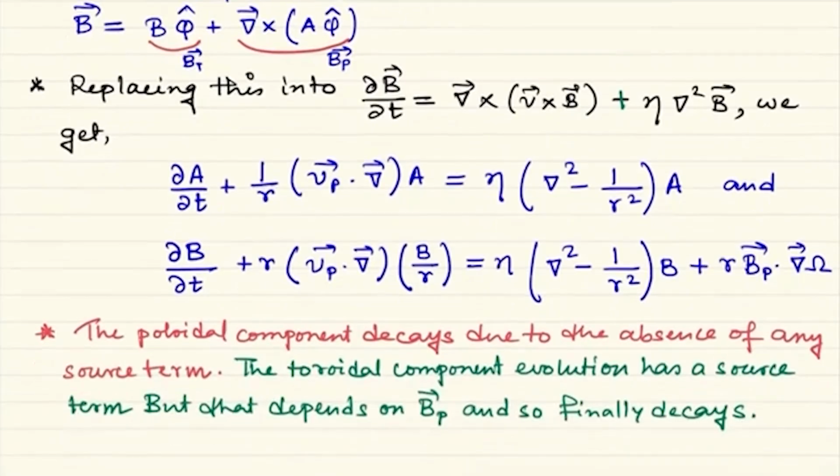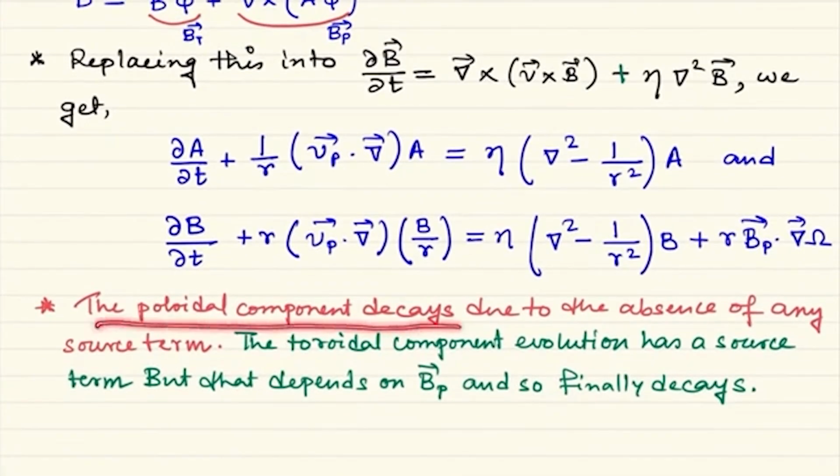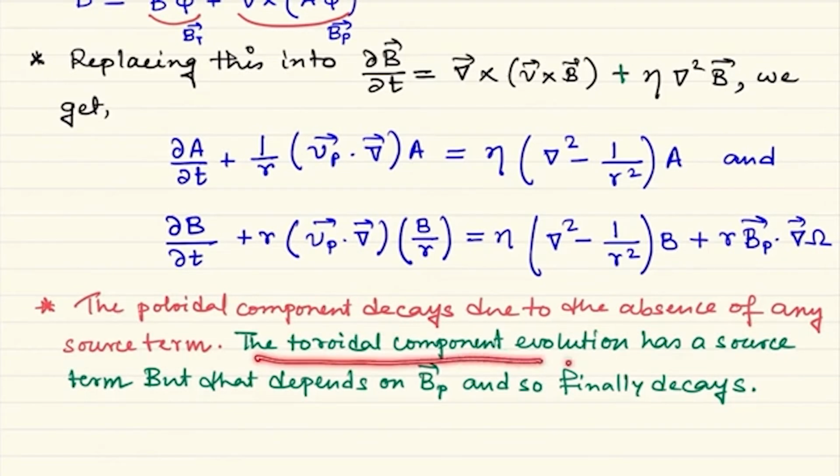under this specific writing, the poloidal component decays due to the absence of any source term, this one, and the toroidal component evolution has a source term, but this depends only on the poloidal part, and so it is stopping at one time because the poloidal part decays in time, so the source stops, and so finally the toroidal component also decays in time.